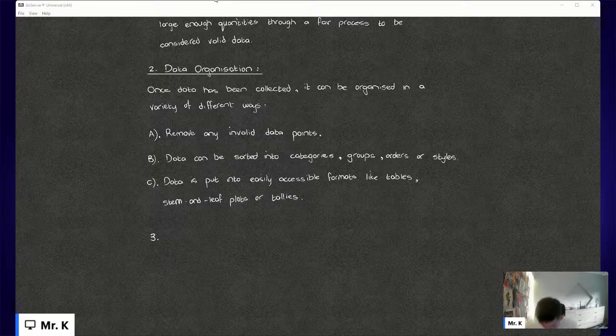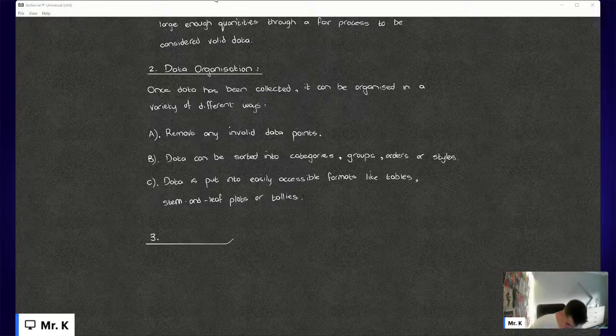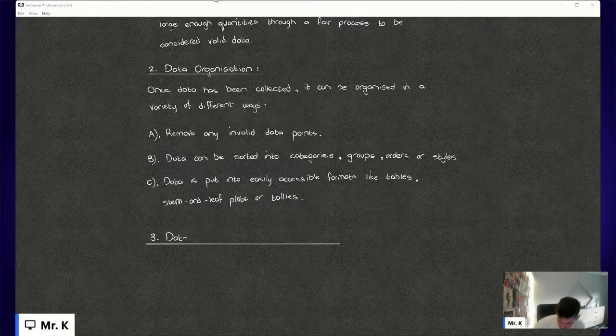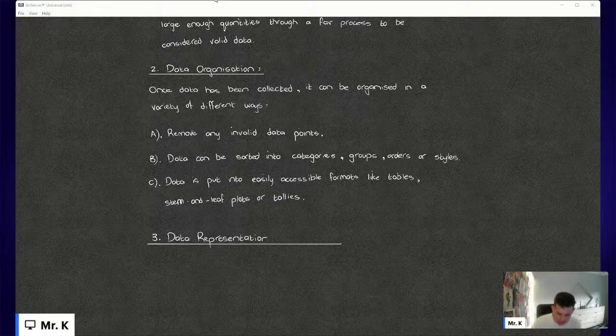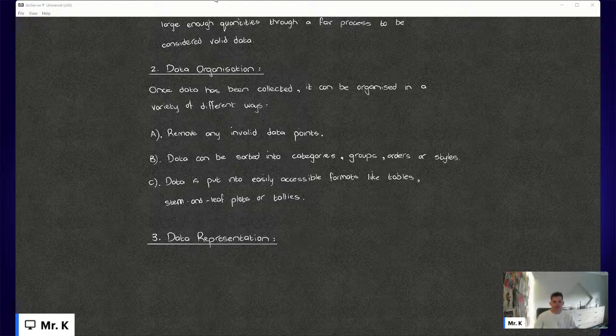Right. Point number three, we want to take another look at data representation. Right? And let's discuss this again very briefly. If I've collected all of my information now and I've sorted it into a logical, understandable and readable format, what is the next step in this data handling process?